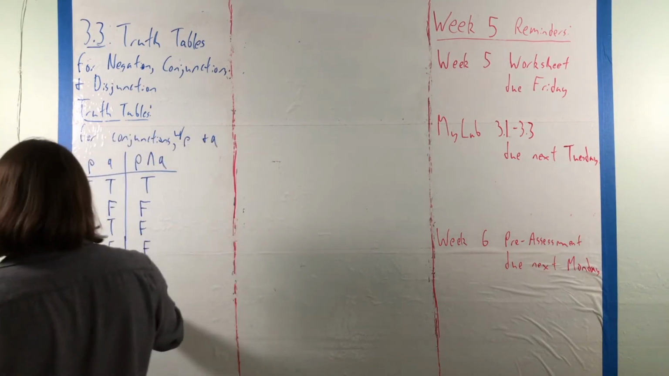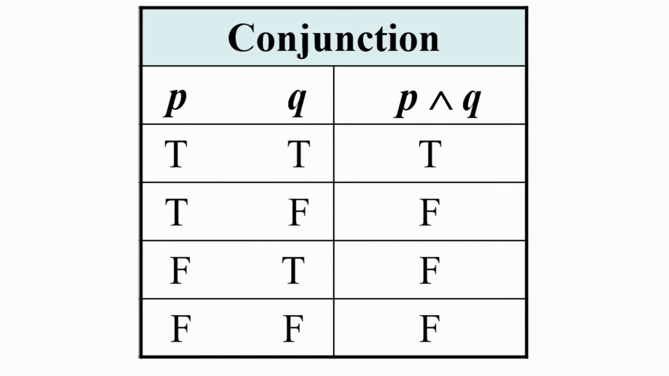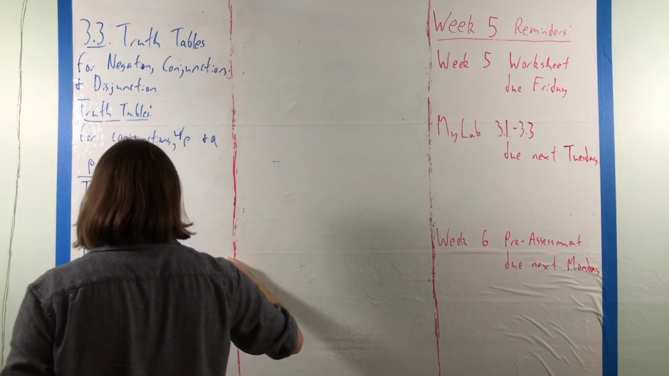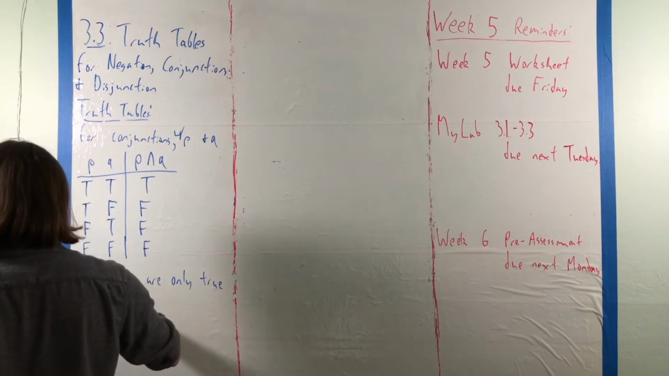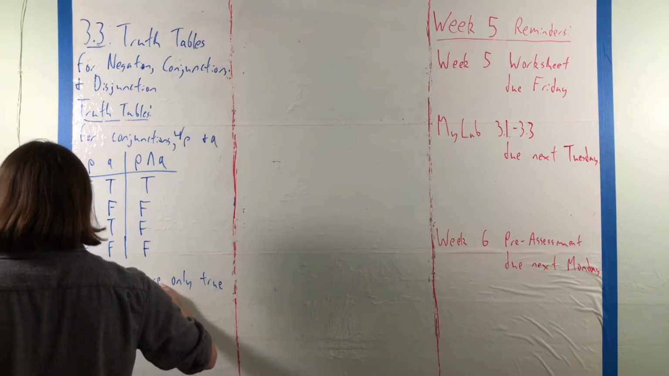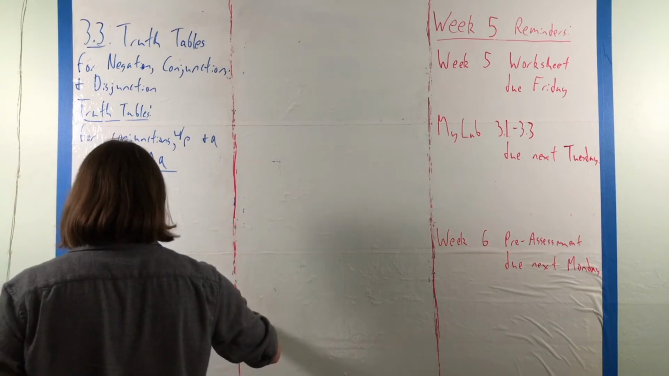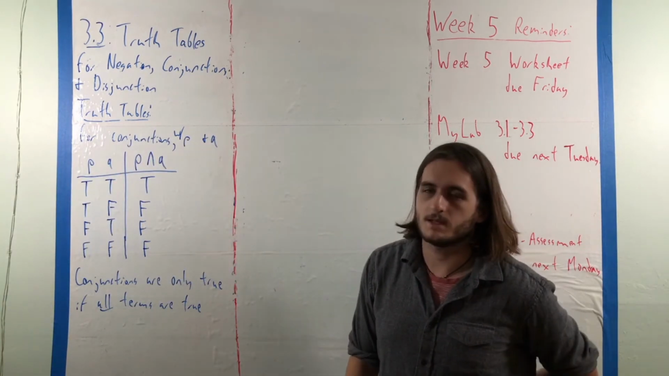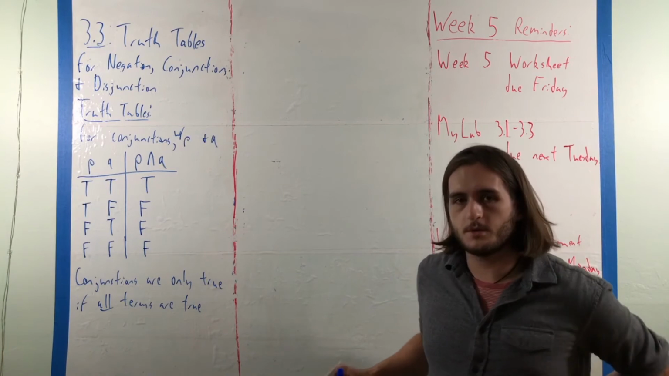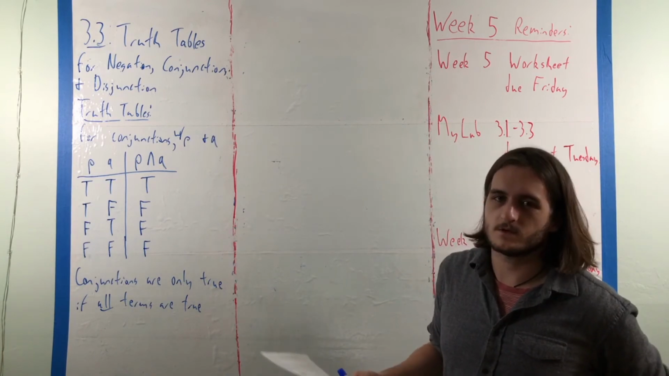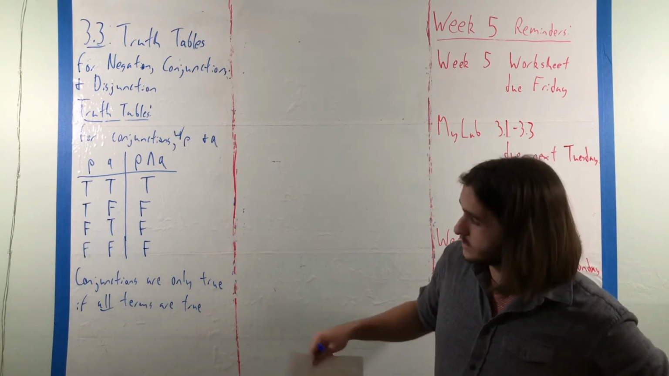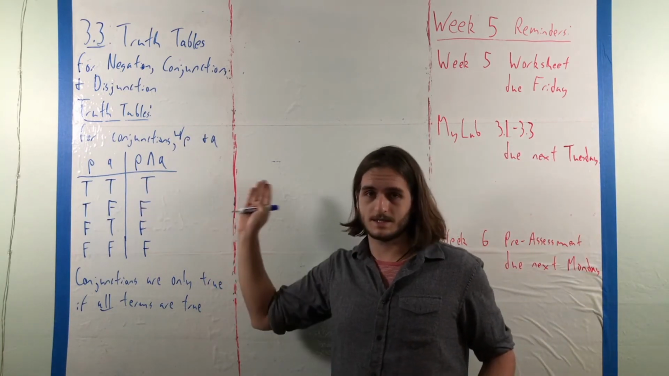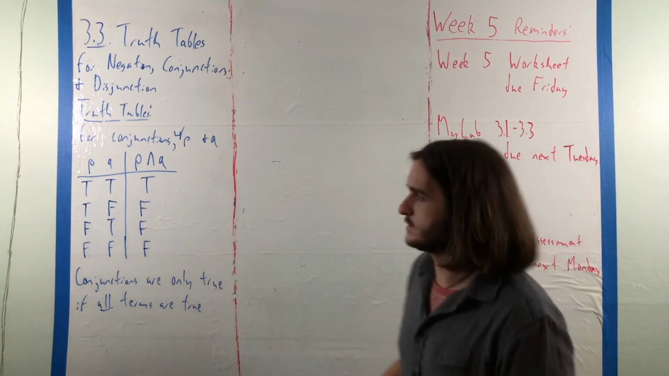And in general, conjunctions are only true if all terms are true. So if we had a 3-term conjunction, and we'll look at something like that later, we would need all 3 to be true, because if anything is ever false, then you can't say that all 3 are true. That's what a conjunction looks like. It says, let's take all of our pieces and see what happens.